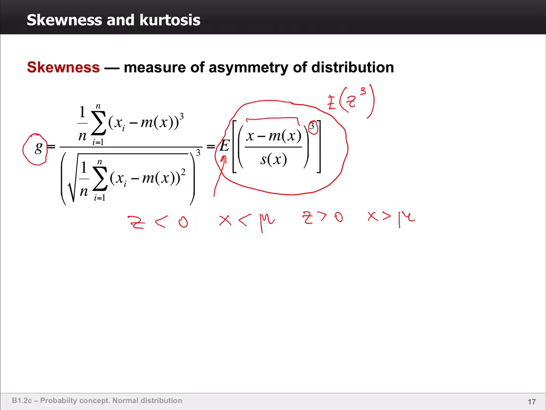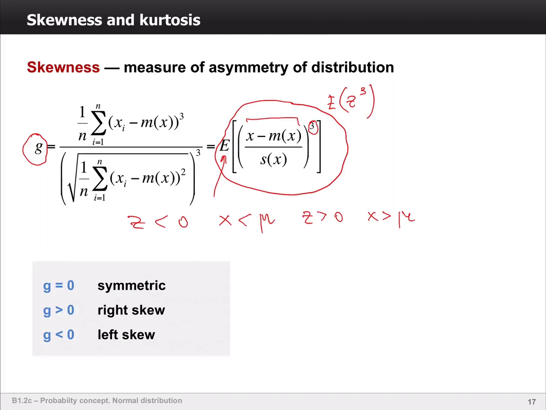It's negative if you have some extremely small values, so the z-score is negative. It means that you have some x values that are far from the average to the left. So it means that they are smaller than the average. And then the skewness is positive if you have some extremely large values. So some x values that are much larger than the average.